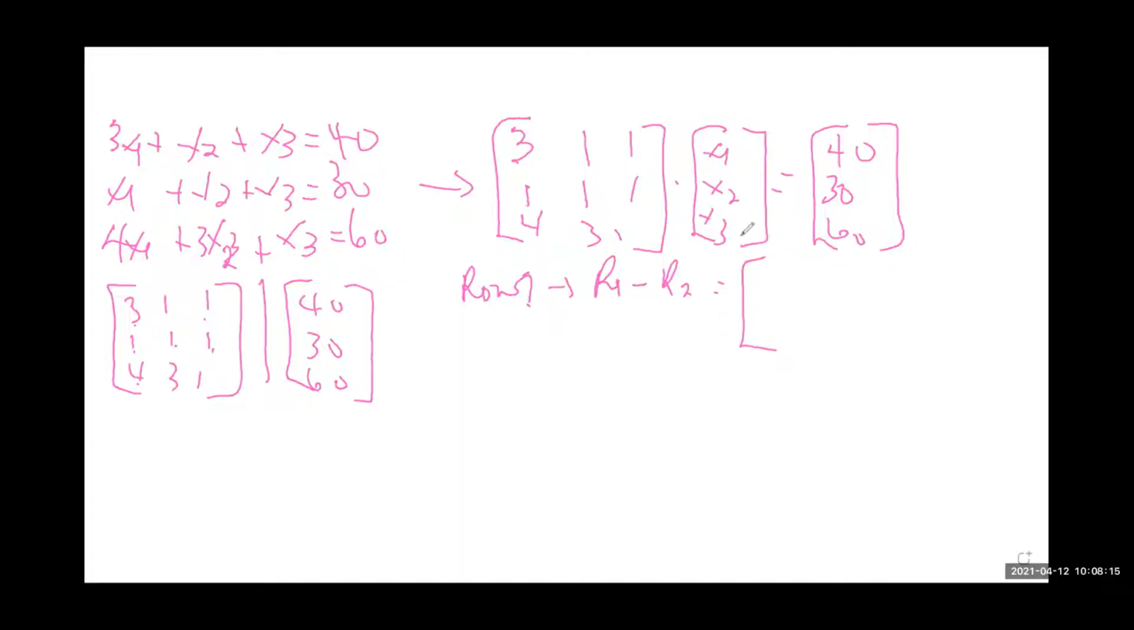So 3 minus 1 will give you what? 2. 1 minus 1 will give you 0. 1 minus 1 will give you 0. This is what? 40 minus 30 will give you what? 10. So I still have 1, 1, 1, 4, 3, 1. This is 30 and what? 60. At least I've changed these elements, so I know I don't have to work on this element in row 1 again. 0, 0, 0. All I need to do is to get what? 1 here. Then I can say row 1 is 1, 0, 0.